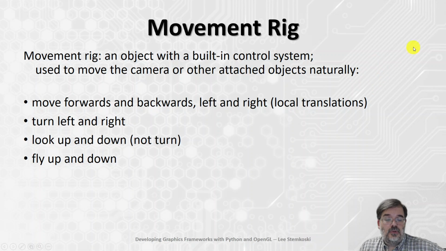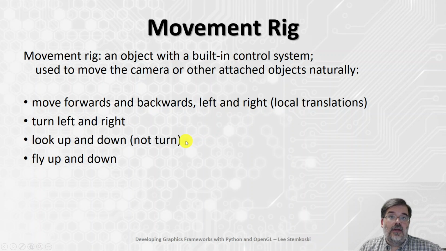We'd like a built-in control system with some default set of keys you can press to move around. We'd like to be able to move locally, forwards and backwards, left and right, all local translations. It'd also be nice to be able to turn left and right. And while we're at it, it would be nice to be able to look up and down, but not necessarily to turn up and down. What I mean by this is looking should change the angle at which we see the world, but look should not have effects on moving forwards, backwards, left, and right.